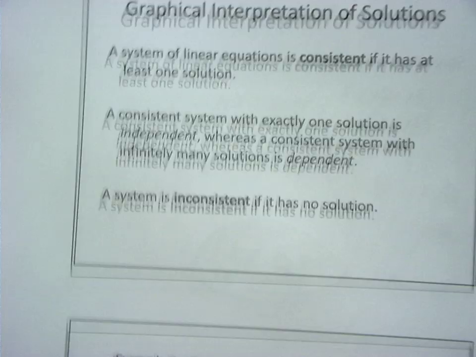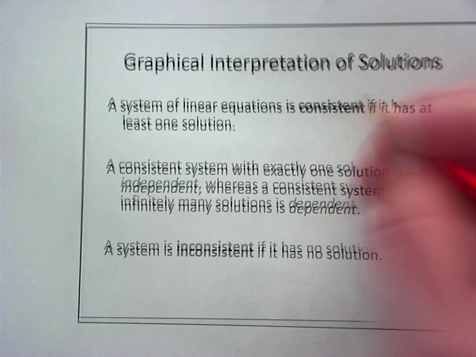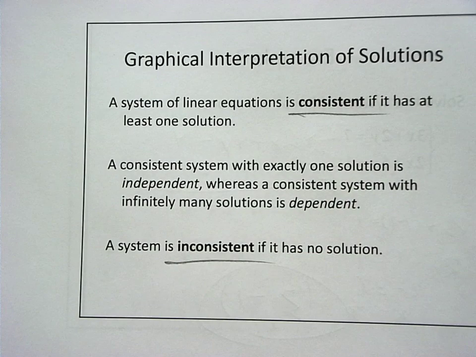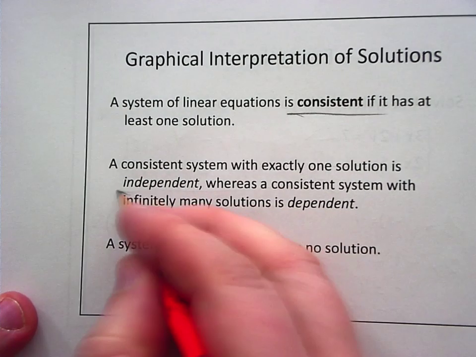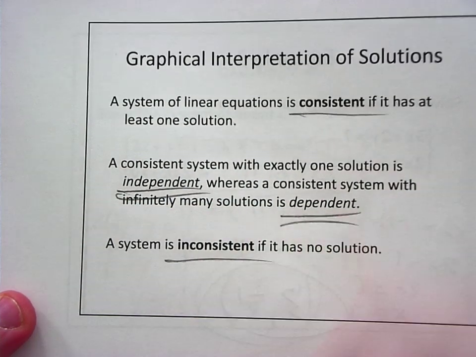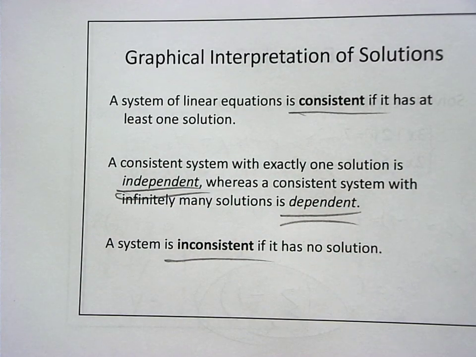Now, terminology-wise, you will need to just be able to describe your solutions a little bit as either consistent or inconsistent. Consistent graphs have a solution, inconsistent ones do not. Then consistent breaks down further into either independent or dependent. Infinite solutions are dependent. One solution is independent. Okay?